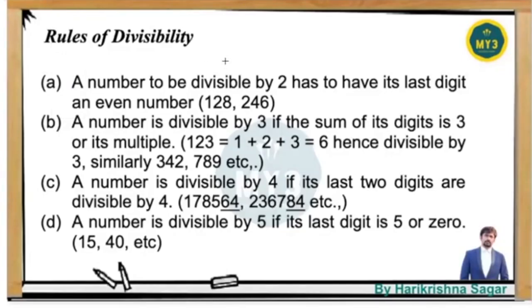A number is said to be divisible by 2, we all know, if and only if the last digit is divisible by 2, or the last digit is an even number. A number which is ending with 0, 2, 4, 6 or 8 is divisible by 2. In other words, if the last digit of the number is divisible by 2, we can say that the entire number is divisible by 2.